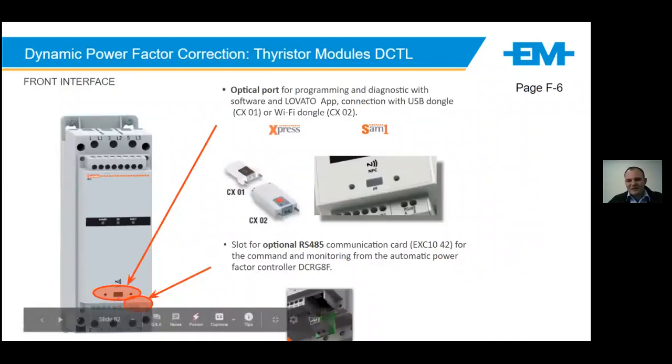The front infrared port is where you would use the Lovato configurator or apps to connect to and actually view the inside of this thyristor for parameter settings. Additionally, you can give it a comms card RS485, which is then compatible with the previously discussed VCR-G8F.